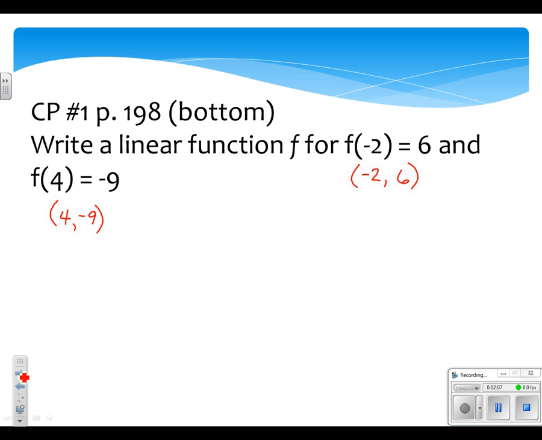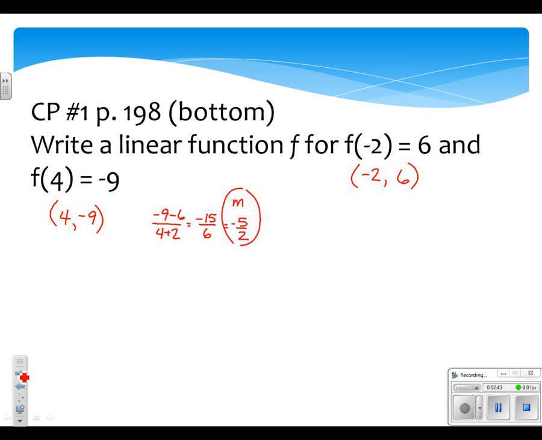From these two things, we in the past in Algebra 2 have written linear functions from two given points. First thing we're going to do is calculate a slope. So y2 minus y1 over x2 minus x1, with 4 minus negative 2, gives us negative 15 over 6, or negative 5 halves for our slope.